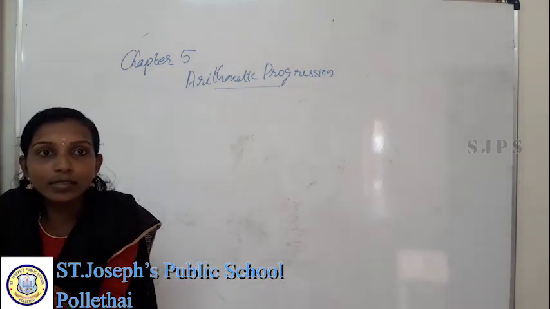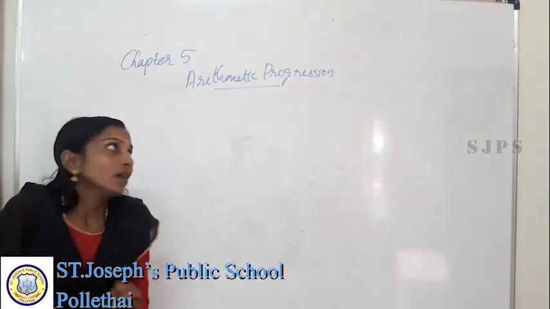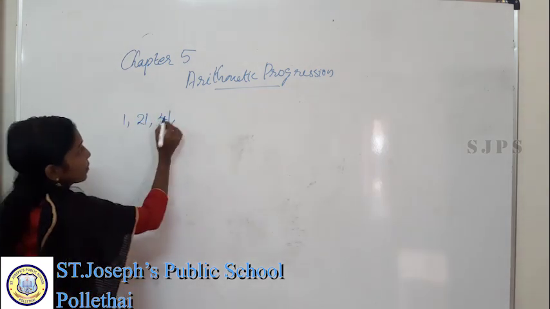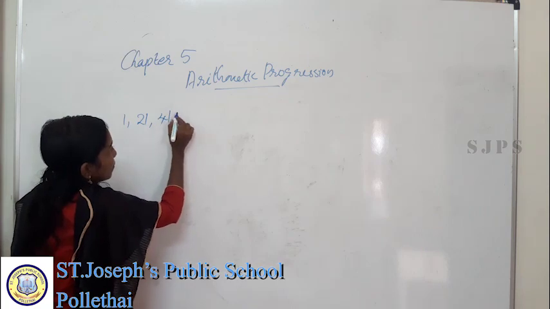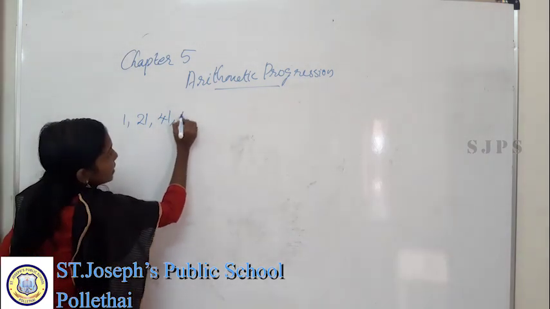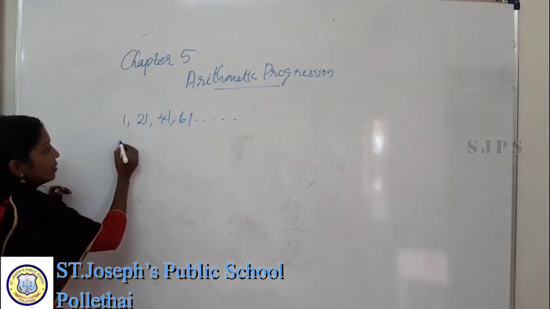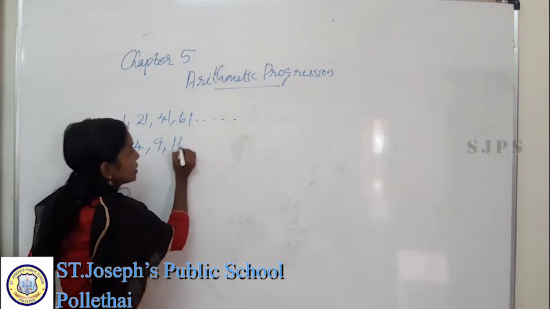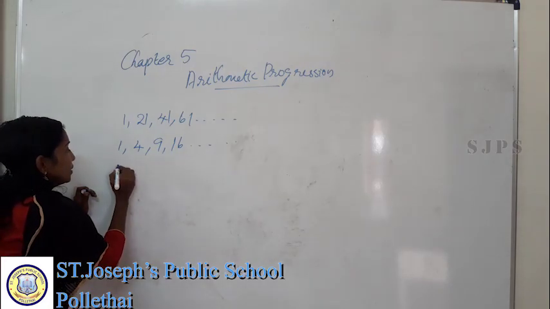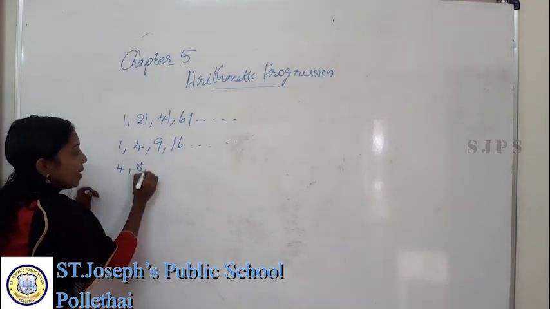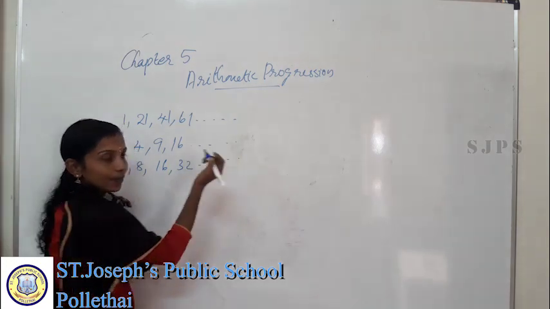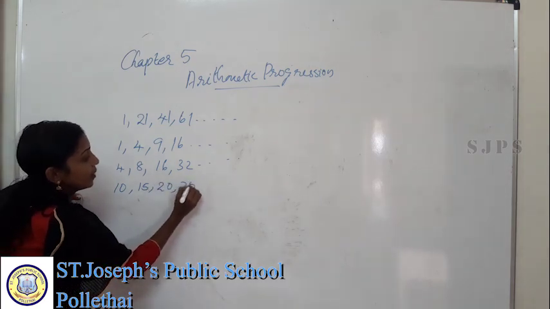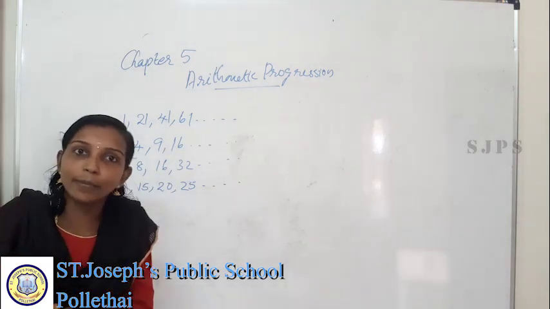In your smaller classes, you studied number patterns: 1, 21, 41, 61, etc. Then 1, 4, 9, 16, etc. Then 4, 8, 16, 32, etc. Then 10, 15, 20, 25, etc. These are some examples of number patterns.